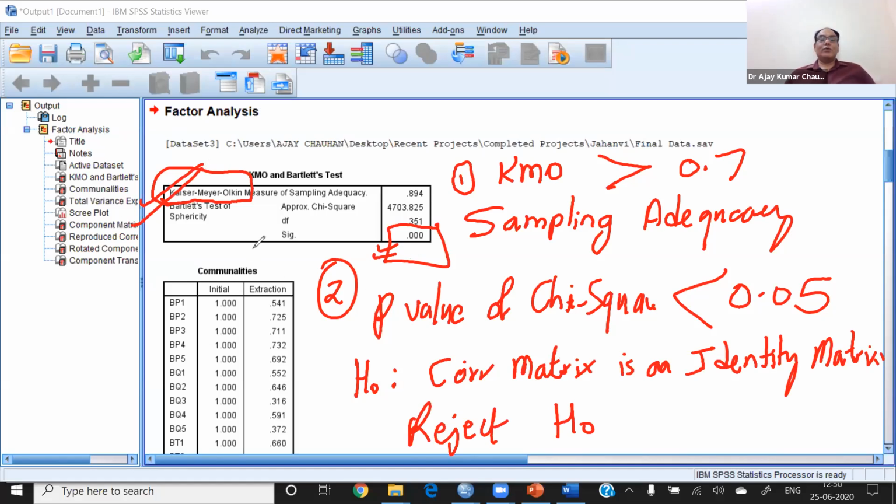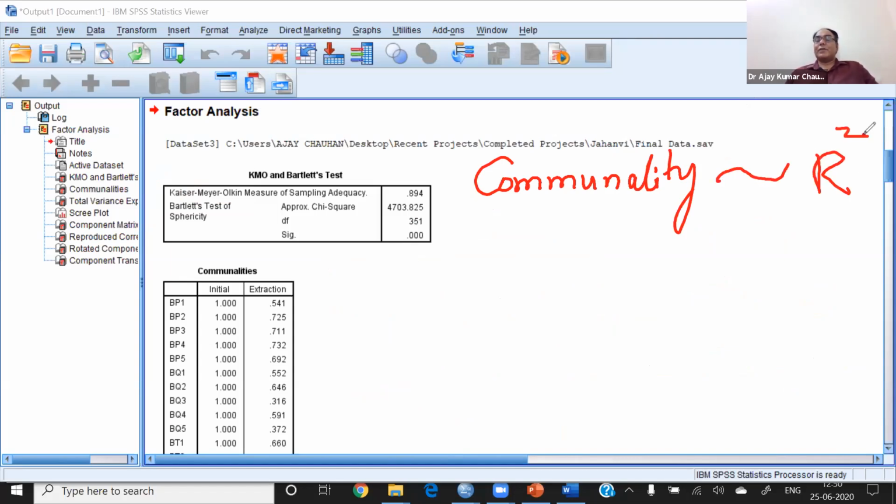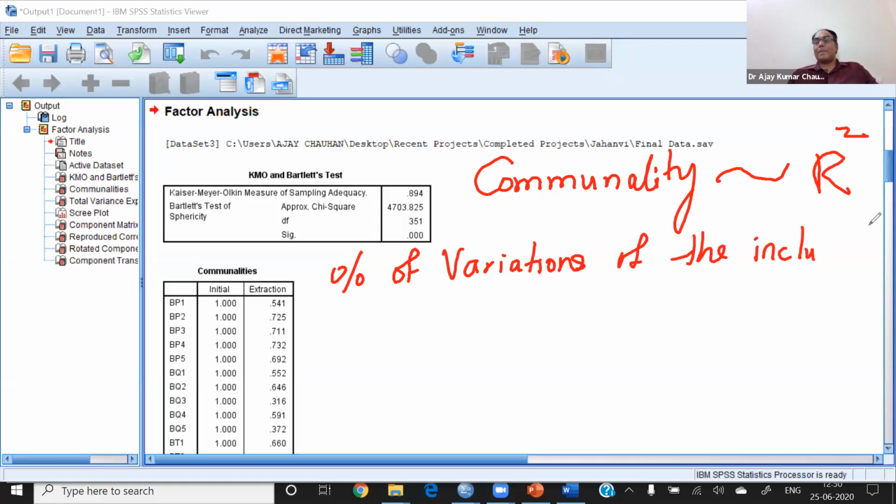After this table, I'm going to explain the communalities. I hope those who are listening are with me. Now I am going to explain the next concept, called communality. Communality is similar to R square. The definition of communality is the percentage of variations of the included variables.